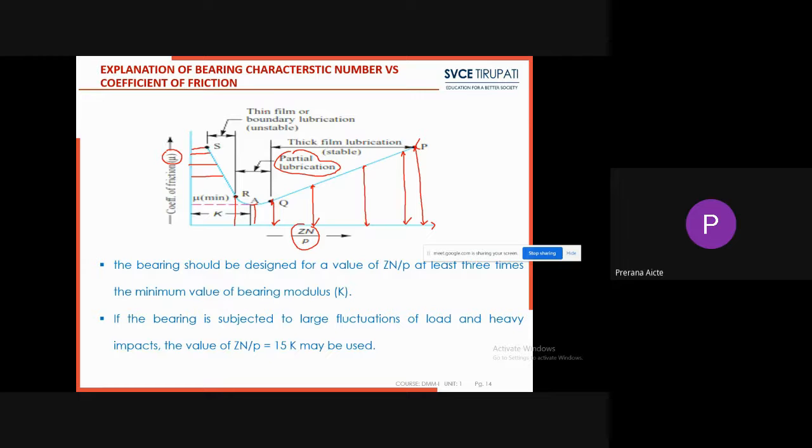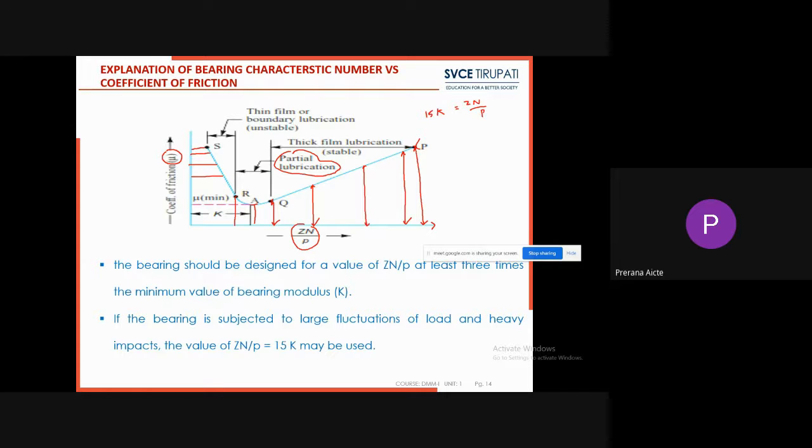That means, based on the clearance gap between the two surfaces, we are going to use a type of lubrication. The type of lubrication mainly depends on the bearing number as well as the amount of friction developed. So these two terms are called the bearing modulus. When you design any general bearing, first we need to select or calculate the bearing modulus K value. If it is a maximum amount of friction, or thick film lubrication, the bearing modulus 15K is equal to the bearing number, that is ZN by P.